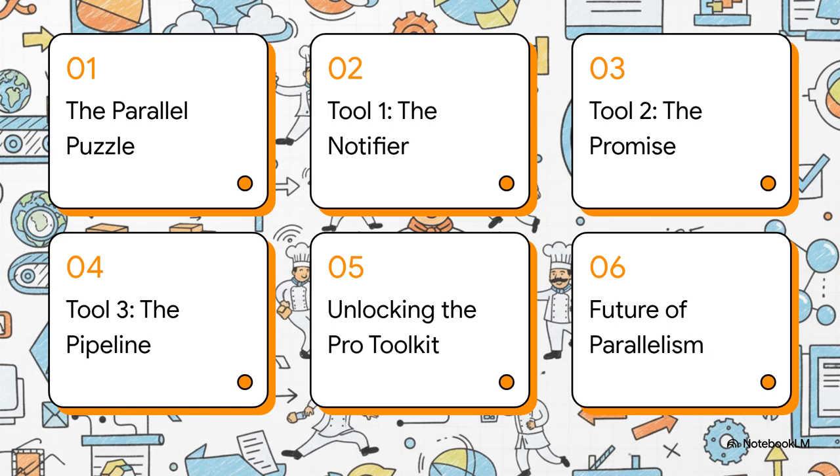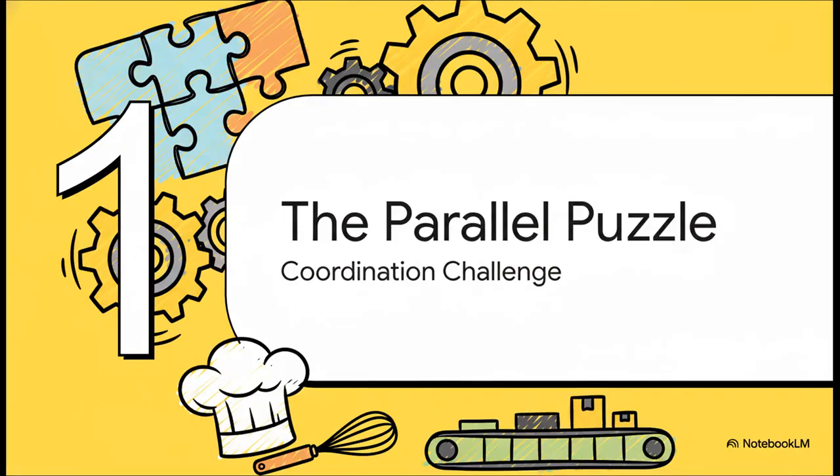All right, so here's our game plan. We're going to start by unpacking the puzzle itself. Then we'll add 3 awesome tools to our kit: the notifier, the promise, and the assembly line. After that, we'll see how to unlock the Pro Toolkit, and finally, we'll look at what all this means for the future. Okay, first up, the parallel programming puzzle.